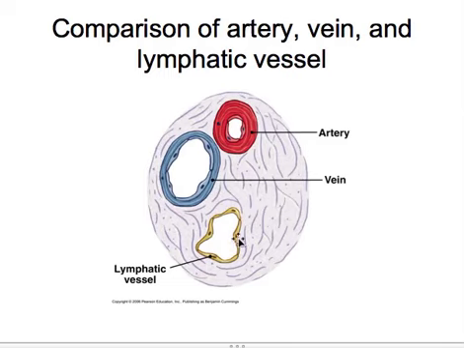This must be, because it's not showing you any true layers, probably a lymphatic capillary, or again, a very small vessel. I'm not sure why it's not showing, but whatever. It looks like only one layer there.